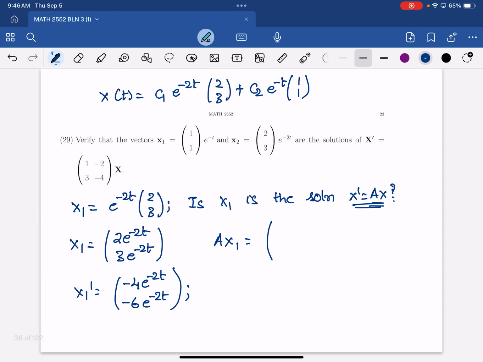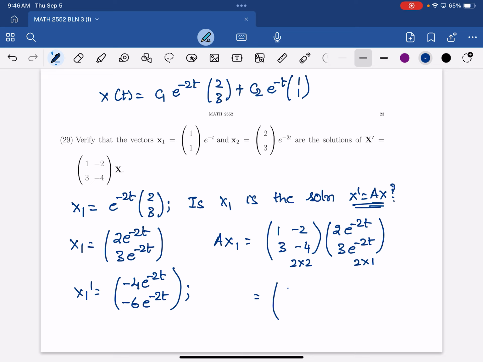So I'm going to write this as [1, -2; 3, -4] times my x1, which is [2e^(-2t), 3e^(-2t)]. My matrix A is 2 by 2 and my x1 is a 2 by 1 vector, so matrix multiplication is well defined, and you're pretty comfortable with that.